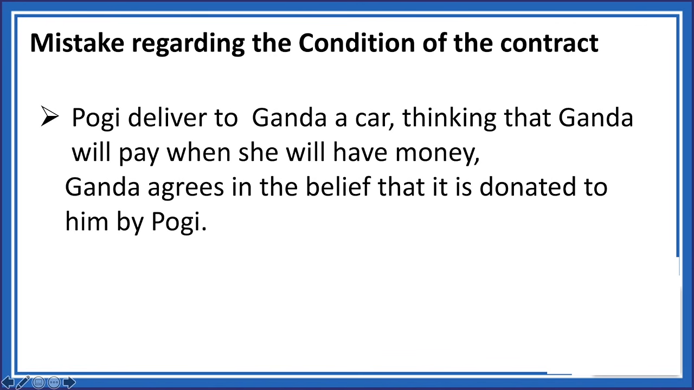Right? So, another example, here we go to the mistake regarding the condition of the contract. For example, Pogi delivered to Ganda a car, thinking that Ganda will pay when she has money. So, it is a loan. But Ganda agreed, and accepted the delivery, in the belief that it is donated to her by Pogi. So, there is really a mistake as to the condition of the contract.